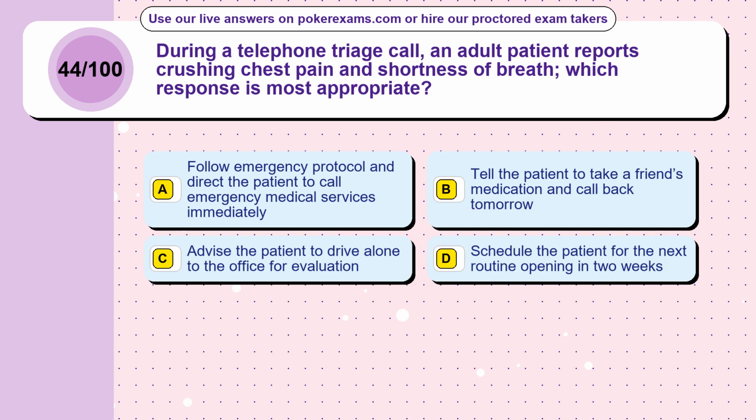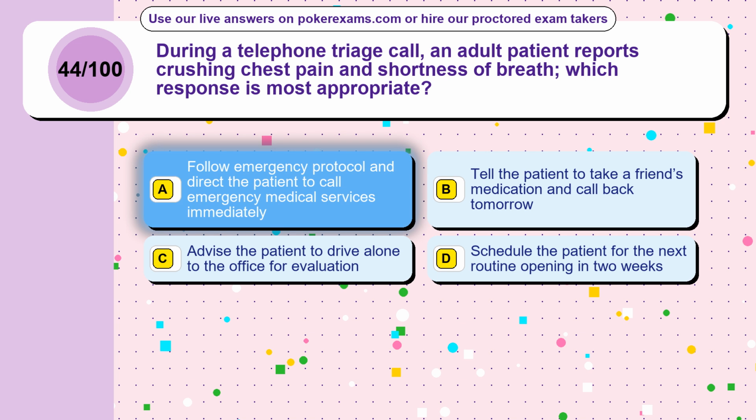Question 44. During a telephone triage call, an adult patient reports crushing chest pain and shortness of breath. Which response is most appropriate? Option A. Follow emergency protocol and direct the patient to call emergency medical services immediately. Option B. Tell the patient to take a friend's medication and call back tomorrow. Option C. Advise the patient to drive alone to the office for evaluation. Option D. Schedule the patient for the next routine opening in 2 weeks.